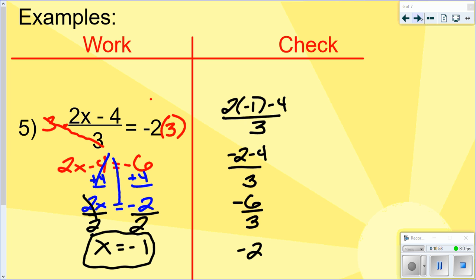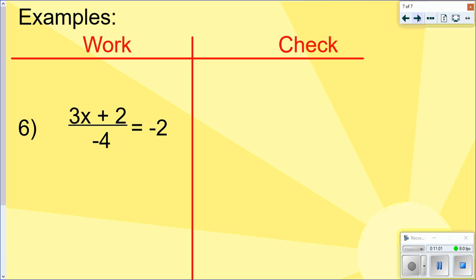All right, I know this is a long video. I got one more for you. Same deal. So this time it's being divided by -4. I'm going to multiply by -4. So like I said, if this is a negative, use that. So multiply by -4. So these will cancel each other out. So then I have 3x plus 2 equals 8. -2 times -4 is +8.